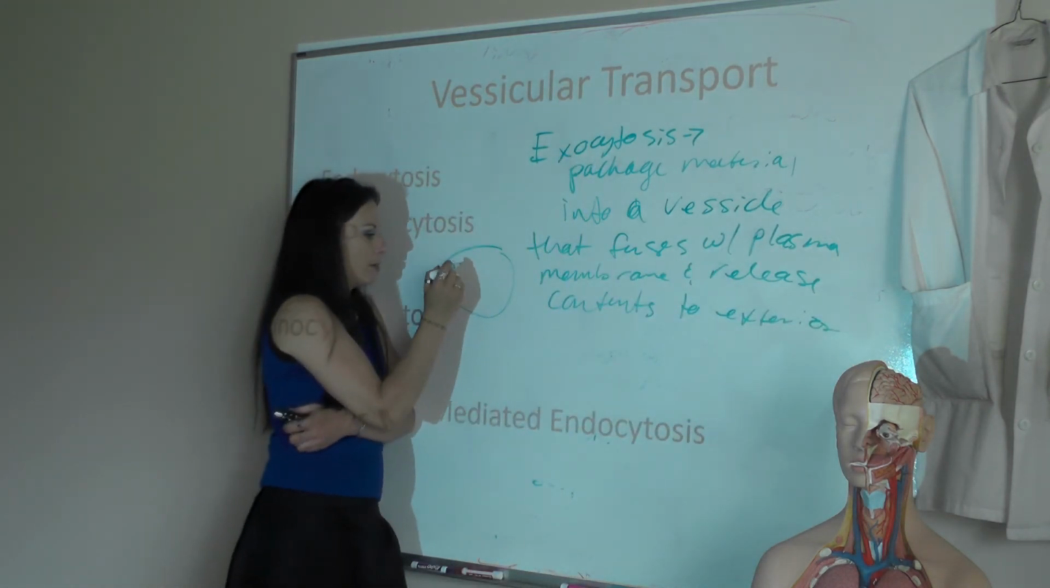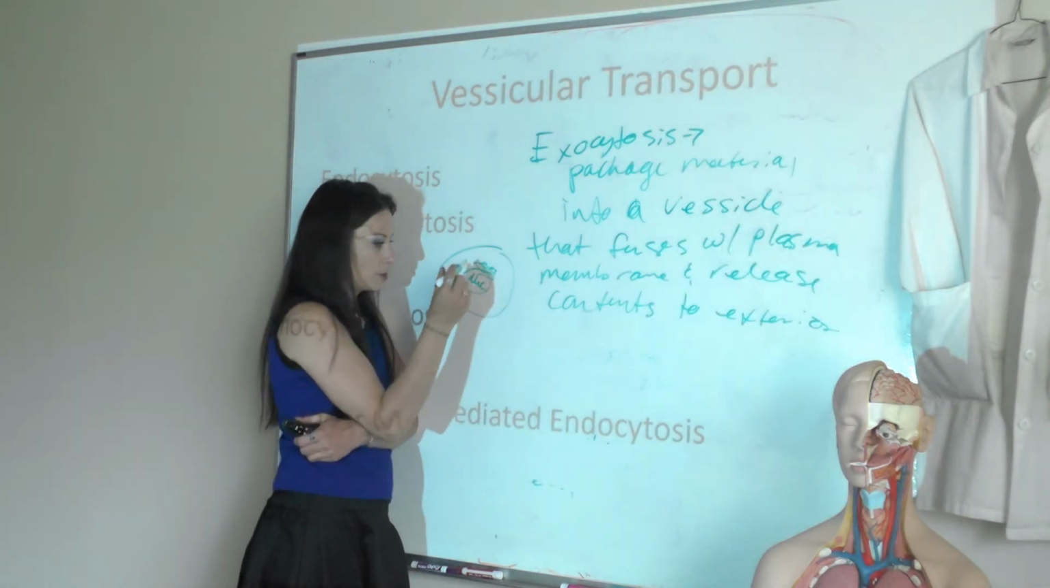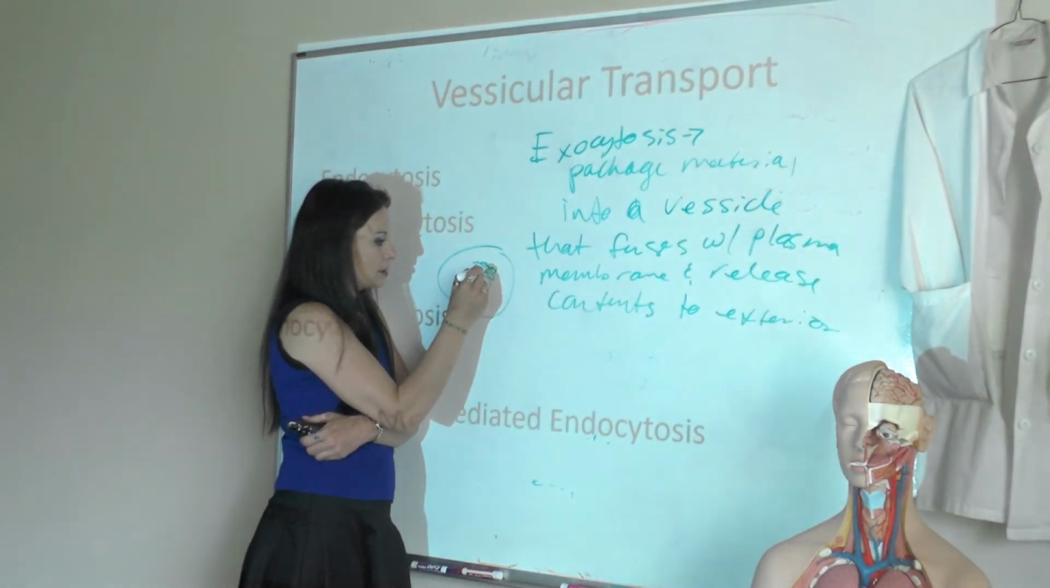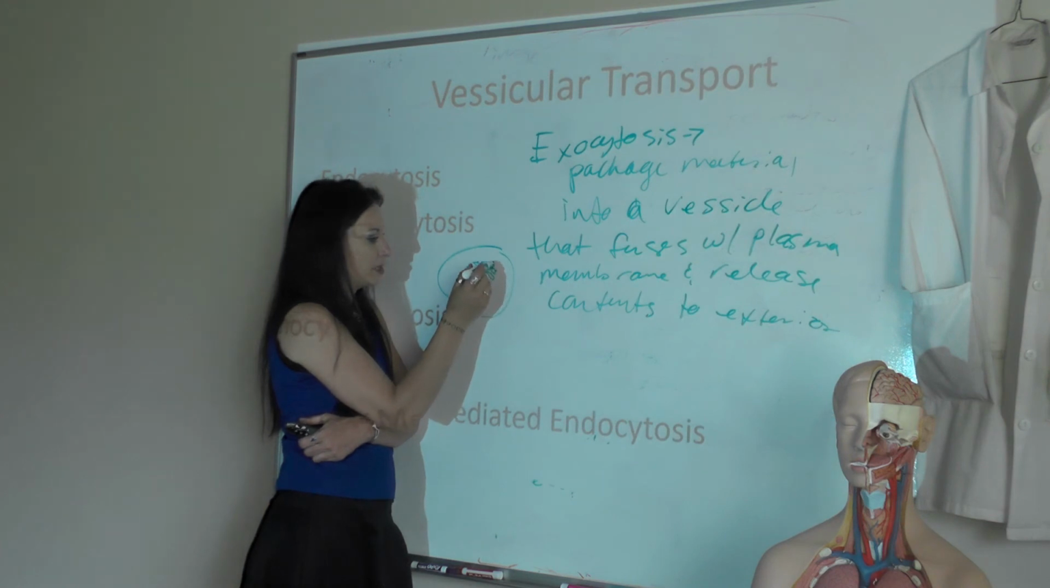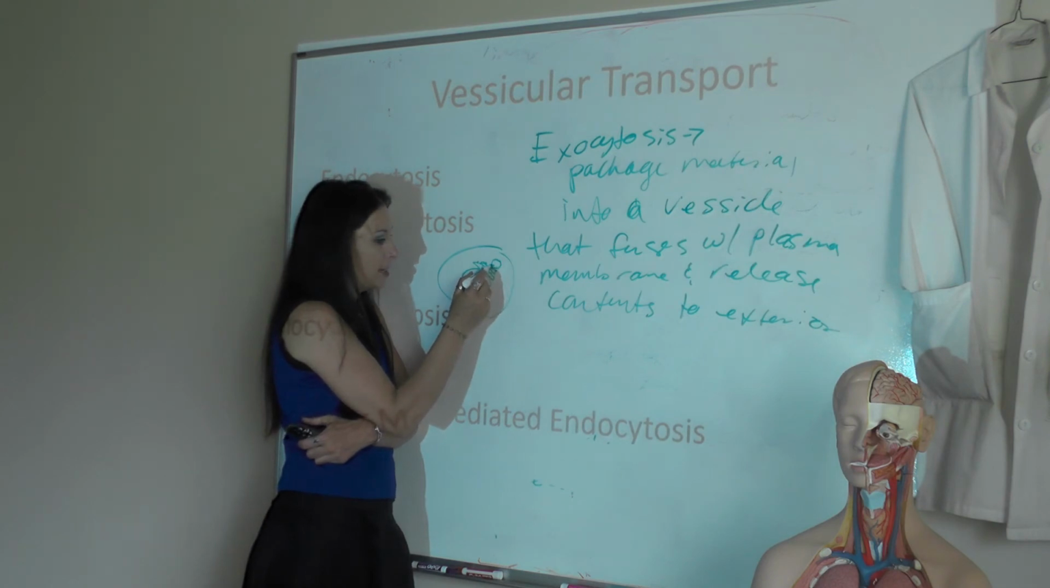Well, way back in the day when you were talking about the nucleus and the rough ER, we said that the rough ER had ribosomes. What do ribosomes do? They synthesize proteins. The rough ER synthesizes proteins that are destined for export from the cell. So if there's something that's destined for export from the cell, it'll get packaged there.